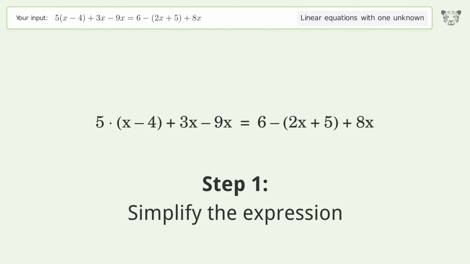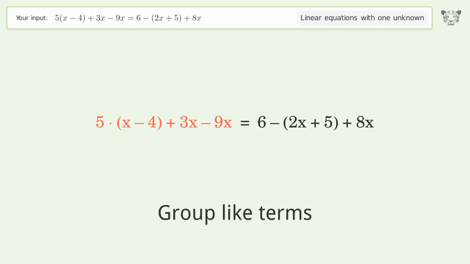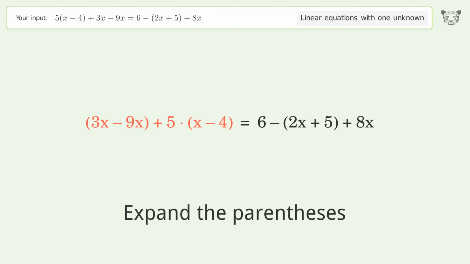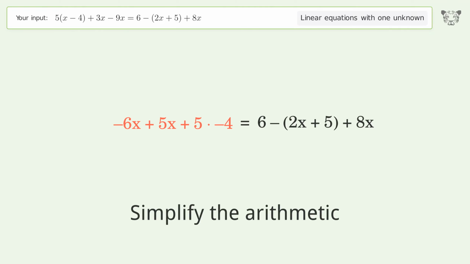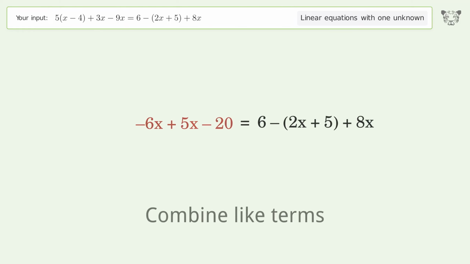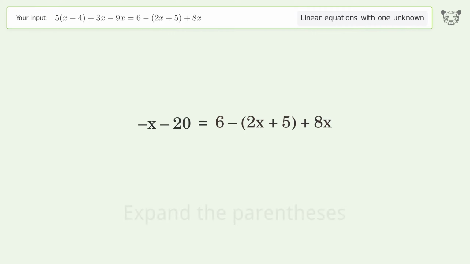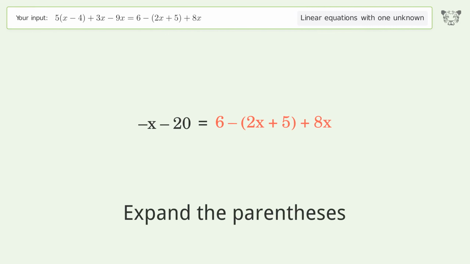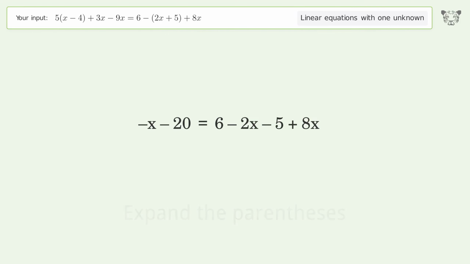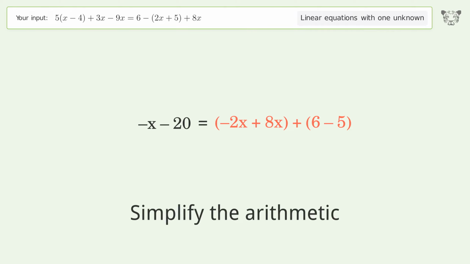Simplify the expression. Group like terms. Expand the parentheses. Simplify the arithmetic. Combine like terms. Expand the parentheses. Group like terms. Simplify the arithmetic.